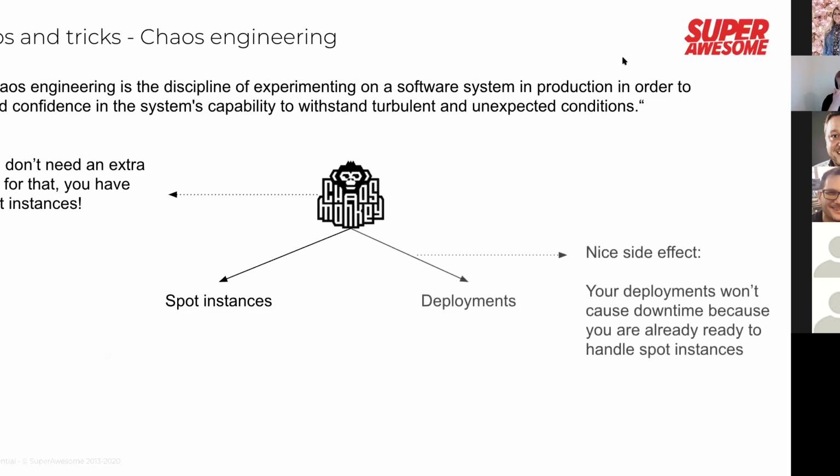And another interesting side effect of using Druid on spot instances and doing that chaos engineering is that your deployments will be easier, because you can see the effect of losing a spot instance and the effect of upgrading Druid or restarting some services. It's exactly the same. You will need to restart some processes and potentially relocate them to other places. So if you're ready to handle spot instances, your deployments will be easier because your services will already be ready for interruptions.